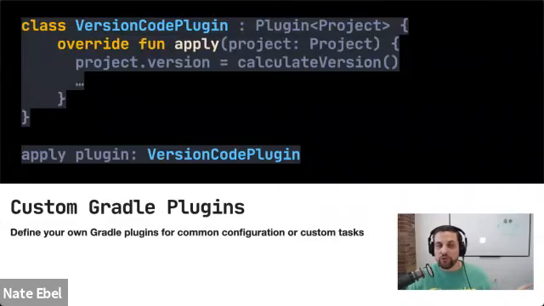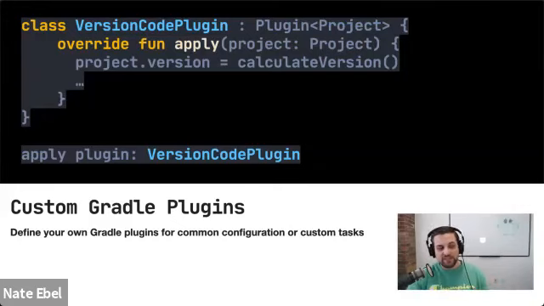So we consume third-party tasks very regularly. We can also create our own plugins. And again, there's no real magic here. So here's an example of a very basic plugin where we define our own plugin by creating a class, and we extend the plugin class and we override the apply method on it. So in this case, we're simply calculating what version our project should have. And then we set that on the project configuration object. And then we can apply that plugin the same way we would apply other plugins.